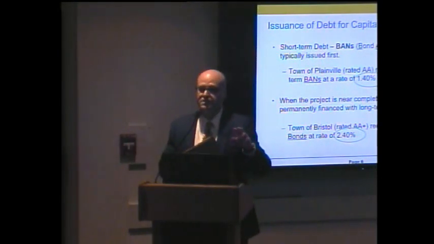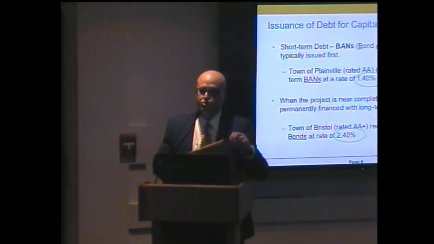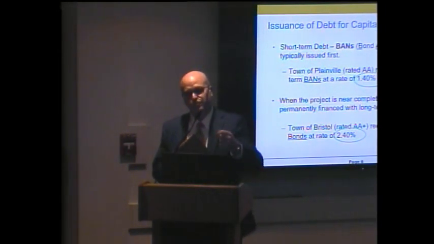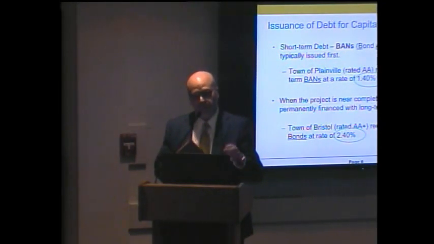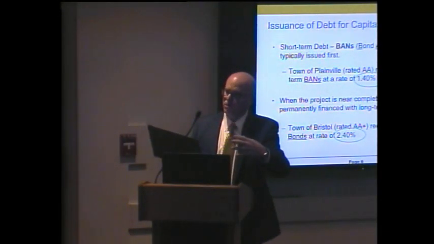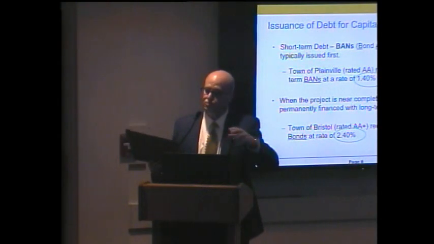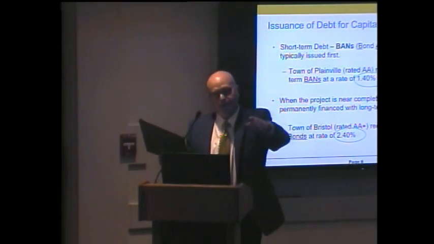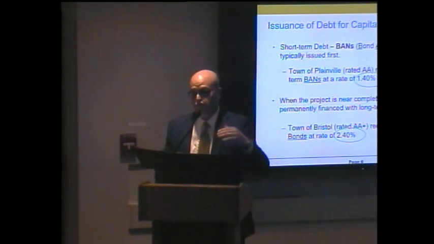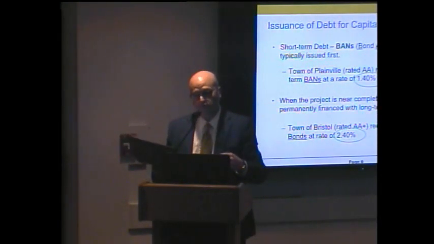The town could typically start by issuing what are called short-term BANs, bond anticipation notes. In a recent sale in Connecticut for the town of Plainville, they issued short-term notes for 1 year at 1.4%. And then when the projects have moved along quite a bit and you've got your arms around the cost, you typically do what's called a bond issue. You permanently finance it over 20 years. And bond rates in the state of Connecticut now for a AA+ rated municipality are about 2.4%. So both of them are very, very low: 1.4 for short-term, 2.4 for long-term.